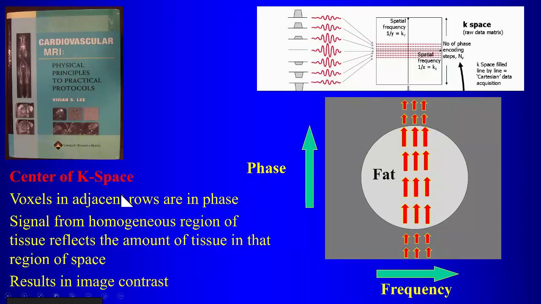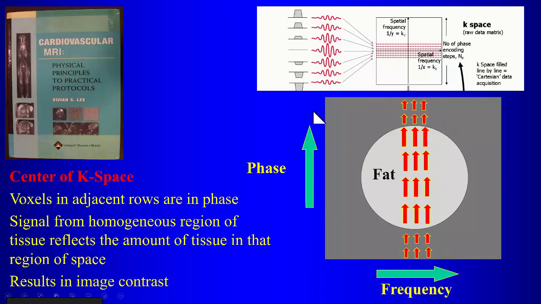It's easy to understand why the center of K-space gives you image contrast. Imagine I have fat here, and everything is in phase. In the center of K-space, things are more in phase. Fat has a lot of signal compared to the tissue around it that has less signal. The signal from these homogeneous regions of tissue is all in phase, so I get a lot of signal from fat, and a little less here, but still very signal rich.